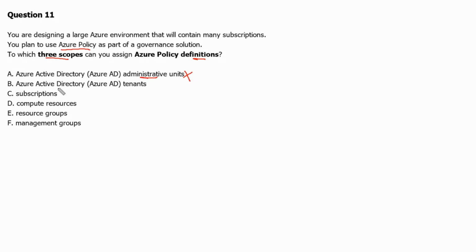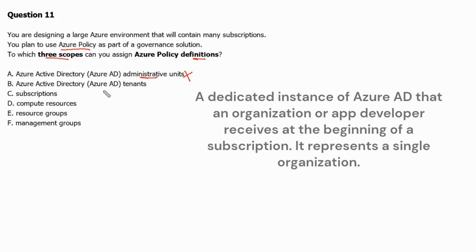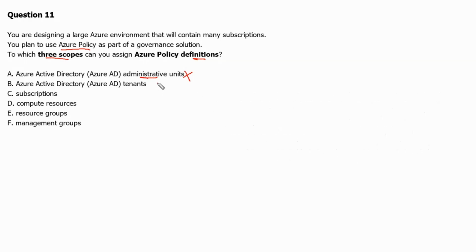Option B, Azure Active Directory Tenants. Azure Active Directory Tenant is a dedicated instance of Azure Active Directory that an organization or app developer receives at the beginning of a subscription. It represents a single organization, and it is not used as the scope for Azure Policy. Therefore, it is incorrect answer.